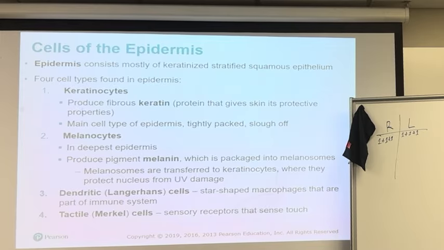Okay. So next one is the melanocyte. Are you familiar with the melanocyte? When we say melanocyte, they are the one who produces the pigment called melanin. The amount of melanin you have in your skin determines the color of your skin, right? Okay. So this melanin, what is the function of that melanin?